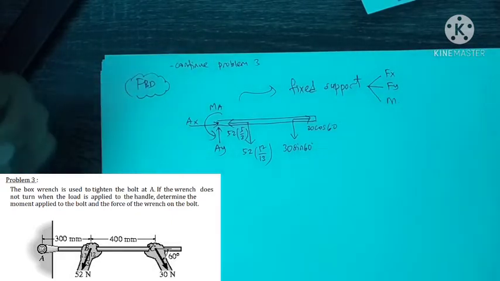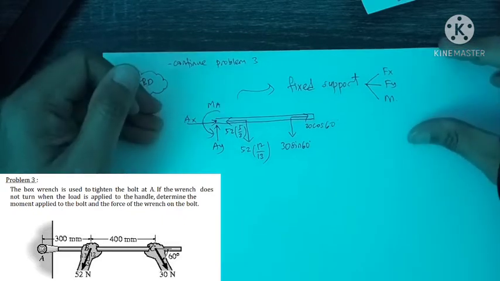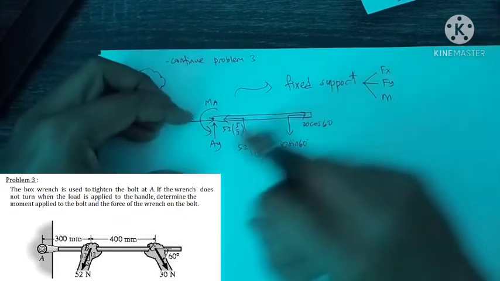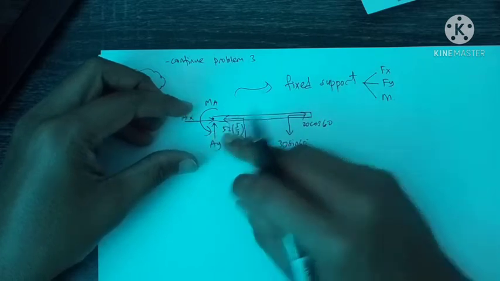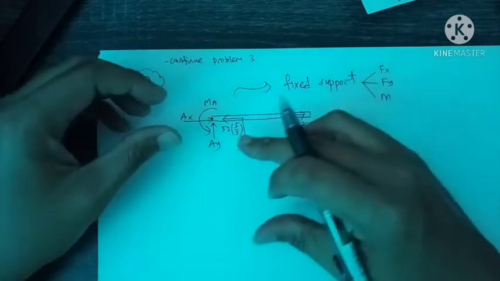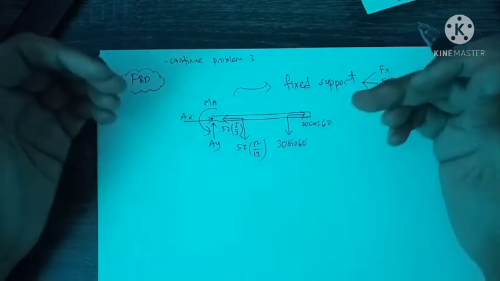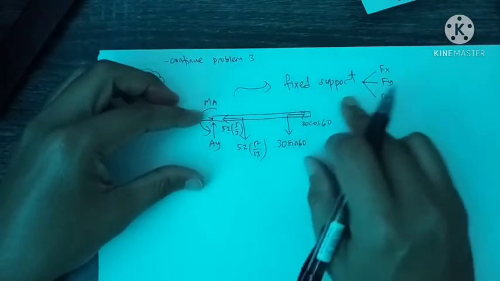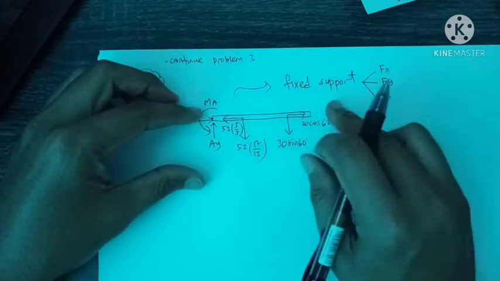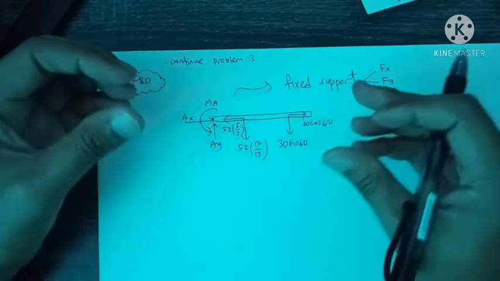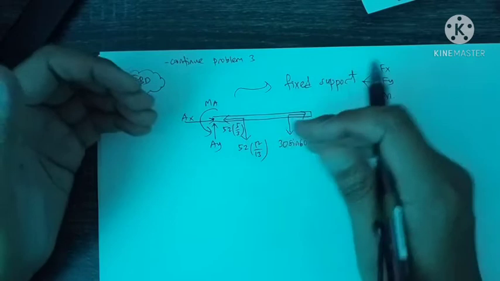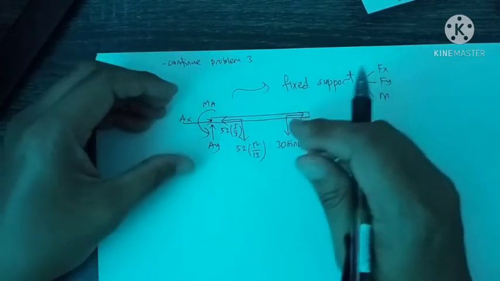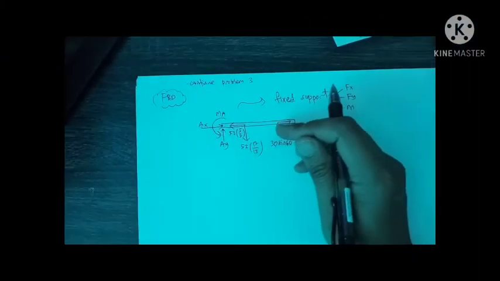So by doing this, we know that when there is a ball, a joint of ball in the problem, the ball will act as a fixed support. So one example of a fixed support is a ball on a place like that.